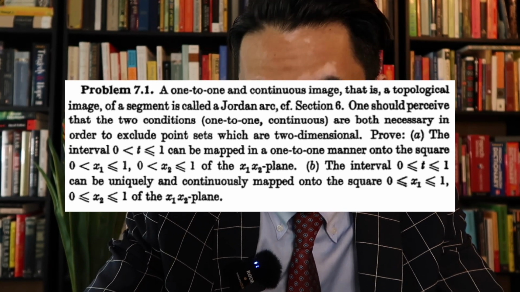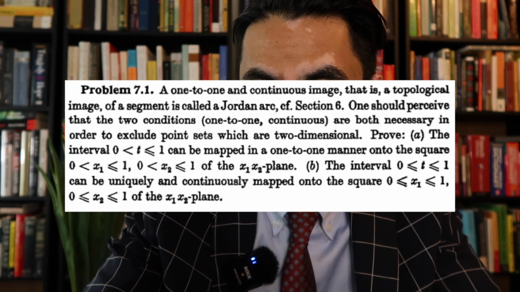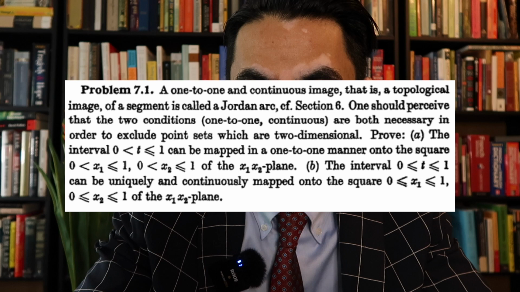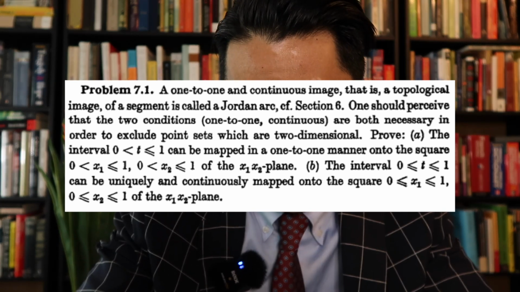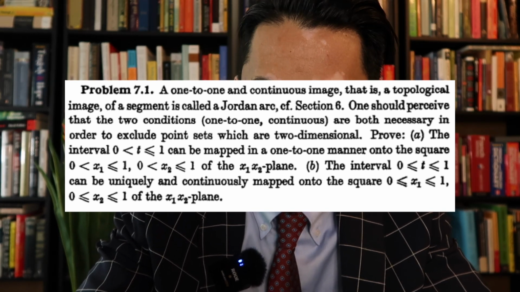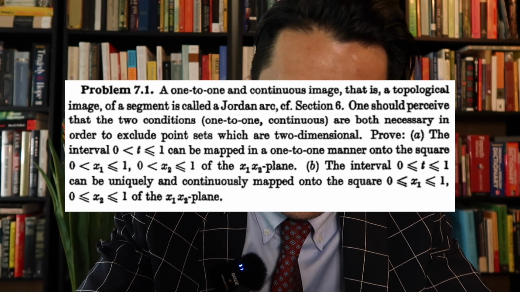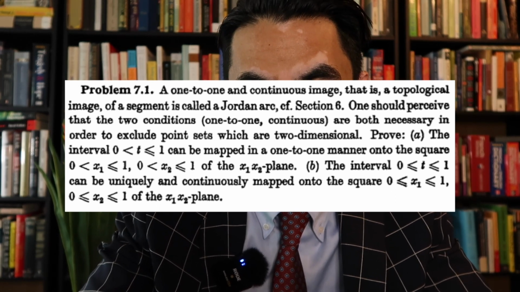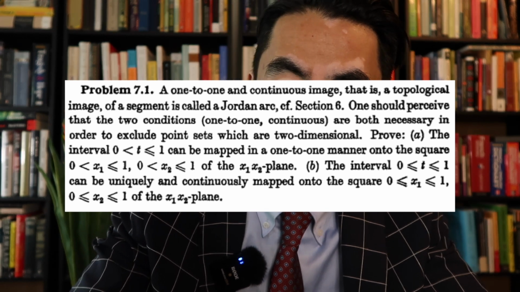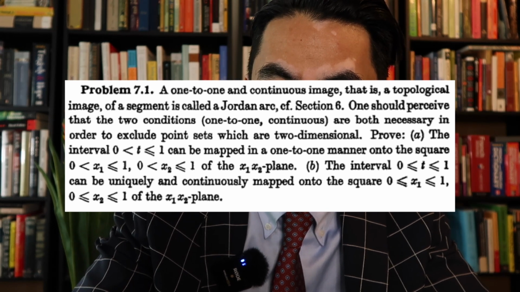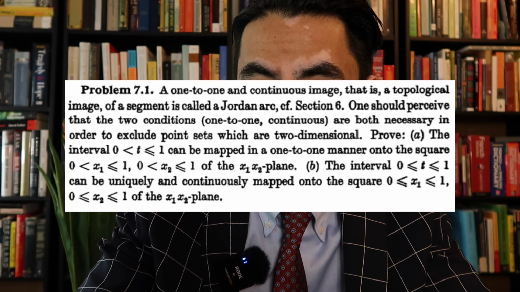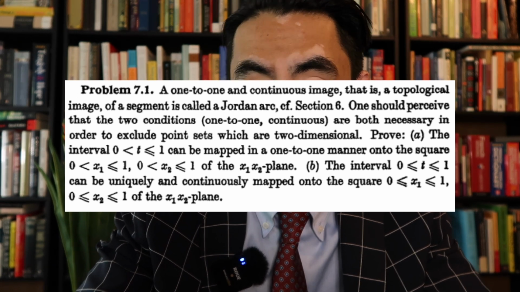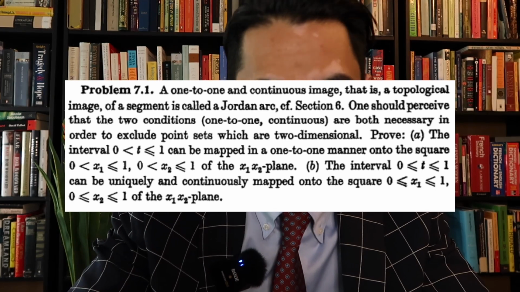The second part of the problem is that the interval where t is greater than or equal to 0 and less than or equal to 1 can be uniquely and continuously mapped onto the square x1 greater than or equal to 0 and less than or equal to 1, and x2 greater than or equal to 0 and less than or equal to 1, of the x1, x2 plane. So the first part of the proof is to look at functions which do this mapping in a one-to-one manner, and the second part is to look at mappings which do it in a unique and continuous manner.